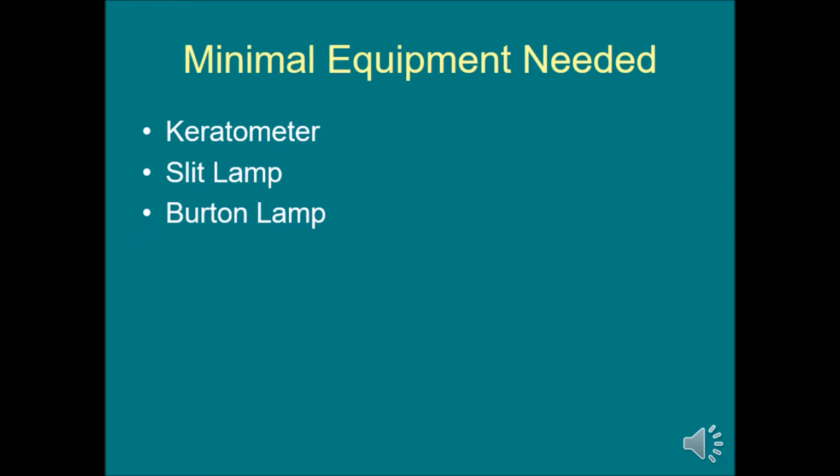So minimum equipment needed would be a keratometer, and we all know what a keratometer is. It measures the corneal shape in a 3 millimeter zone. Slit lamp, which is also a biomicroscope, a good way to look at the eye. There's a Burton lamp, and there's a new version of the Burton lamp that's a little portable Burton lamp that's much smaller. It's an ultraviolet light or a white light. You can do it either way. And it's got a magnifier, so you can just hold it up to the patient's face.